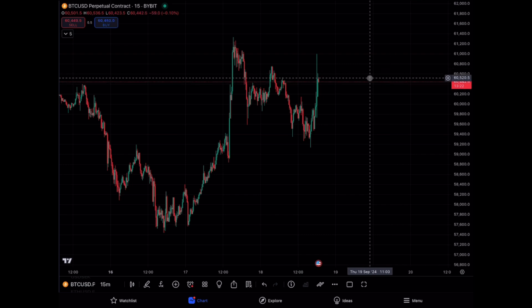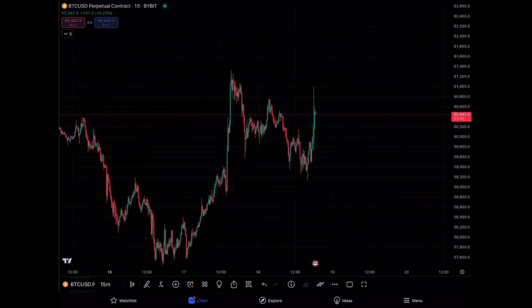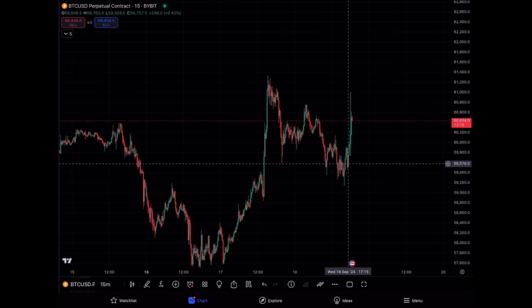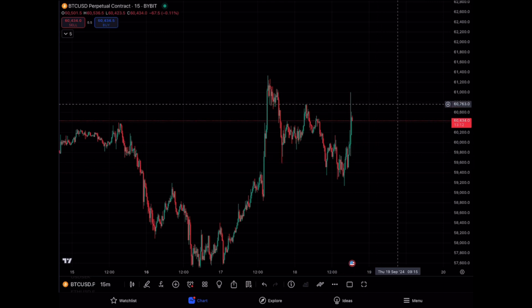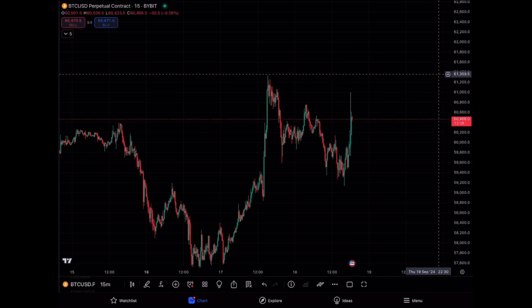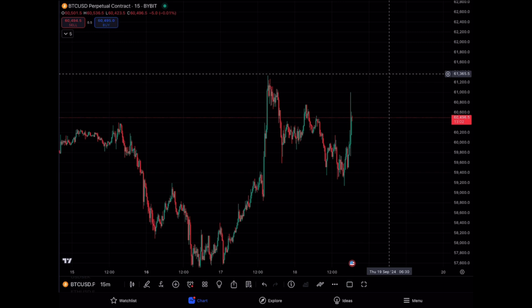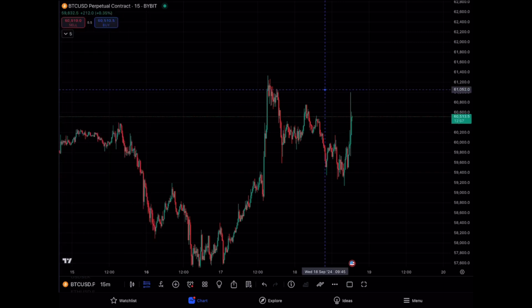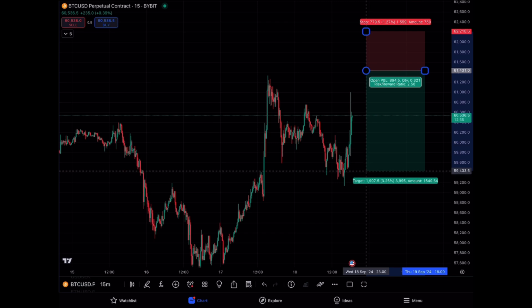But if you were to say, okay, we have a range from 61,300 to 59,576, you could say, let me put an order above these highs as a selling order, right? I want to short above these highs. If you were to put, let's say, one Bitcoin short above these highs at 61,400, this would be a limit order.